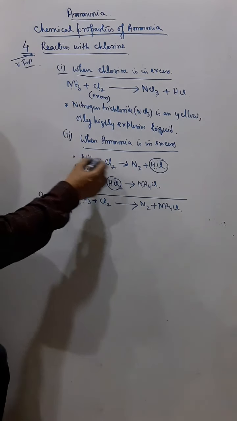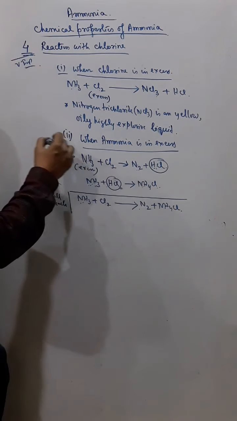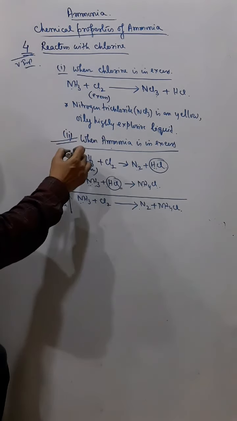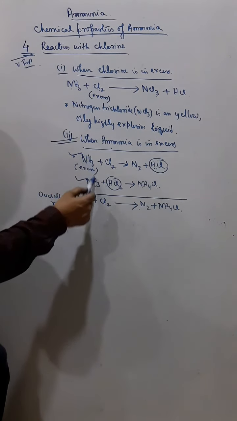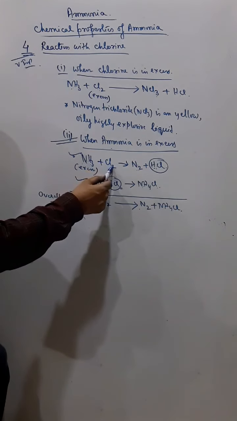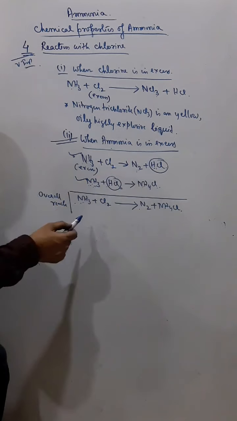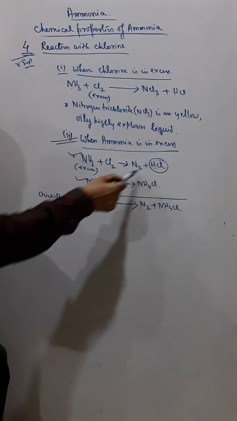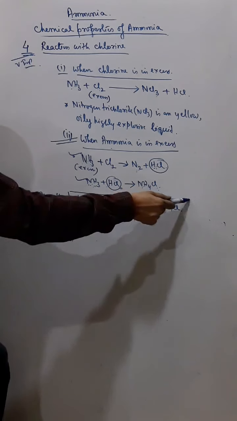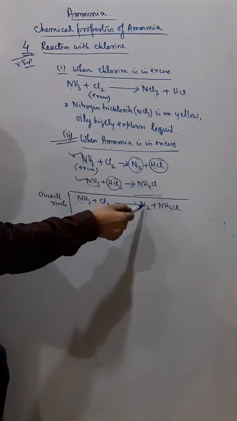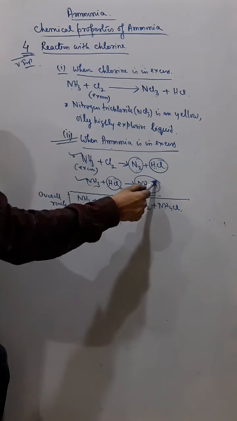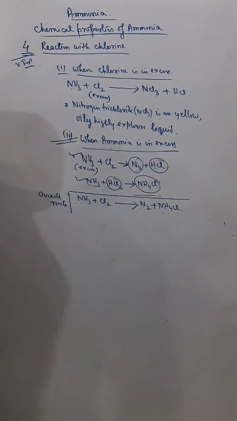So here also you have to balance all these three equations. Whenever this reaction comes, you have to write all these three reactions. So you should do it in these two steps: ammonia reacts with chlorine to give nitrogen and HCl, and the excess ammonia reacts with this HCl forming ammonium chloride. So overall, ammonia after reacting with chlorine gives nitrogen and ammonium chloride. This is when excess ammonia is there, and this is also very important, okay.